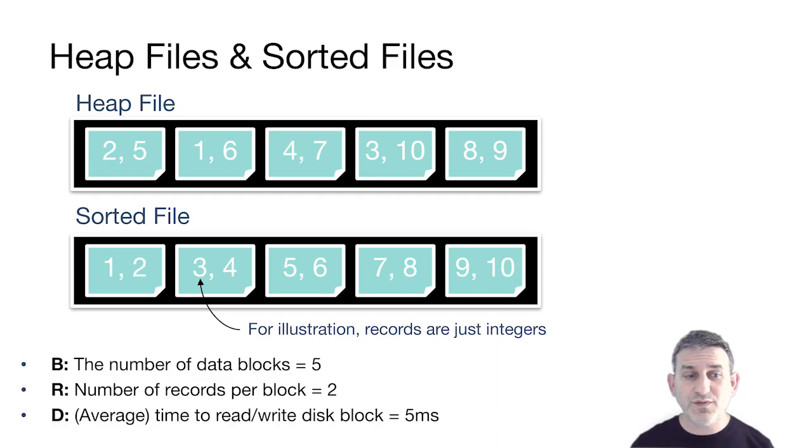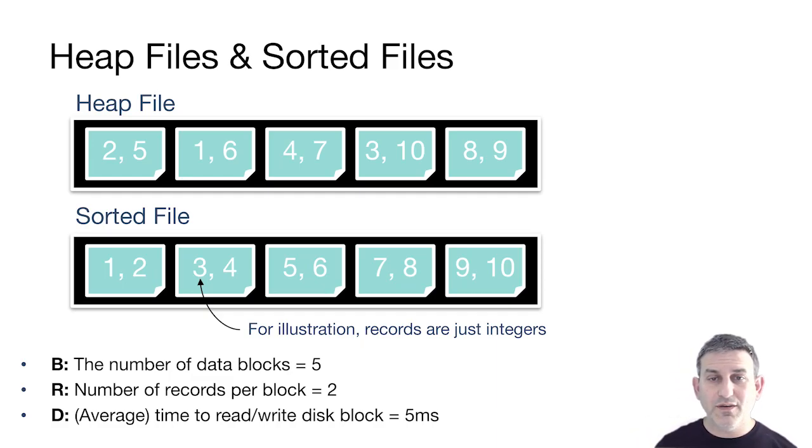Now let's look at heap files versus sorted files. Now the top example is a heap file, and in these simple visualizations we're not going to have tuples, we're just going to have individual values. Or you can think of this as a table with one column, and that column is of type integer.